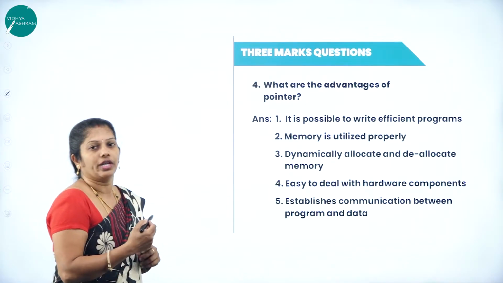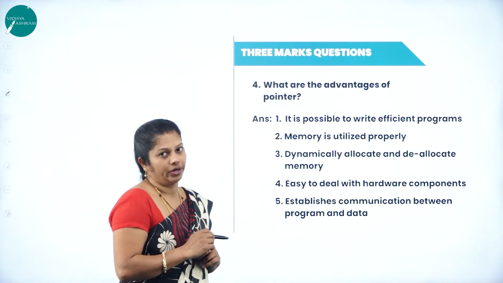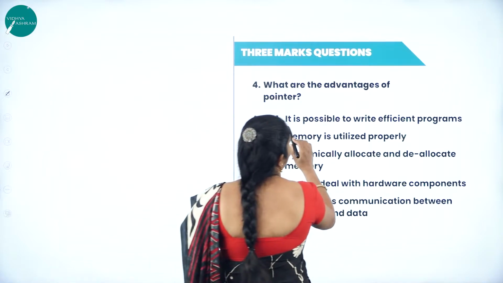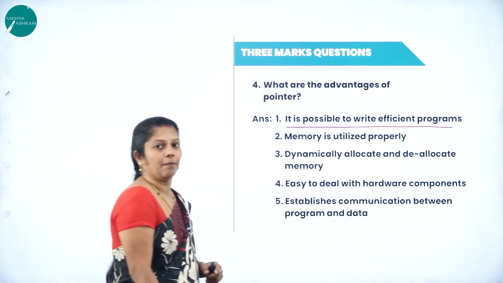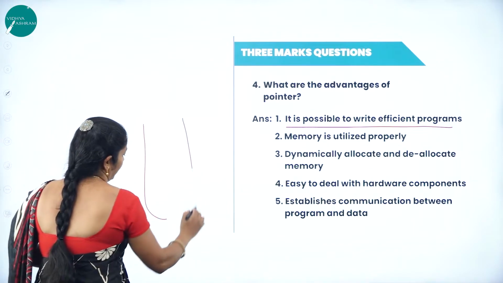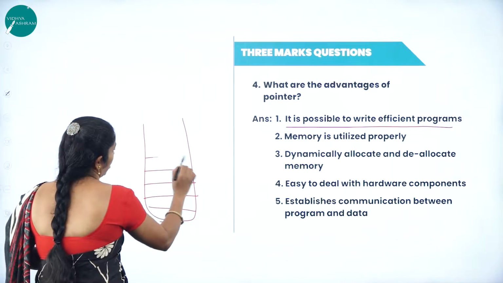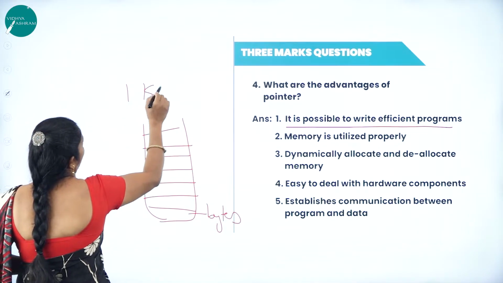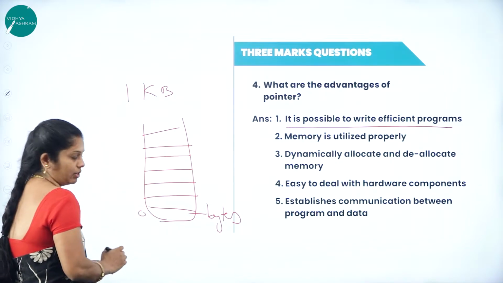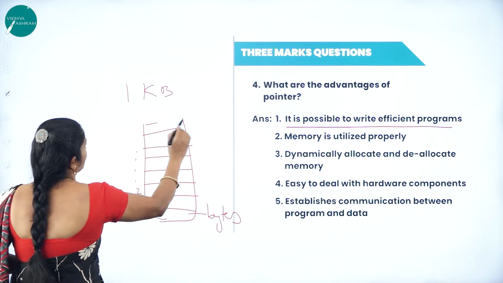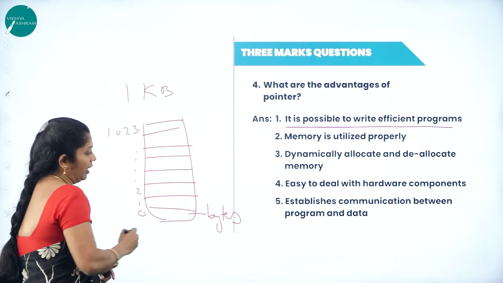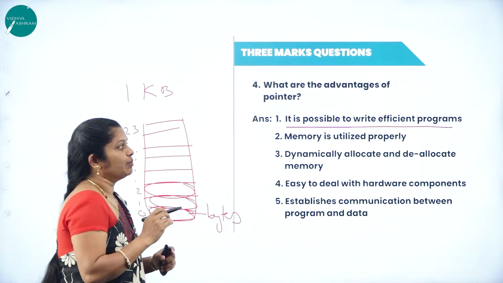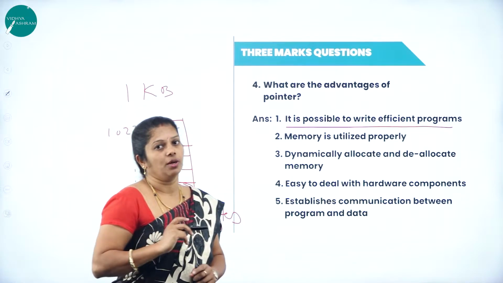Next, for 3 marks you can expect the same question: what are the advantages of pointer? Under that, it is possible to write efficient programs. In memory there are blocks, and each block is called a byte. For example, if you have 1 KB of memory, the first block is called 0, 1, 2 and the last one is called 1023. Each block contains data, information. It is possible to write efficient programs if I know the pointer concept.